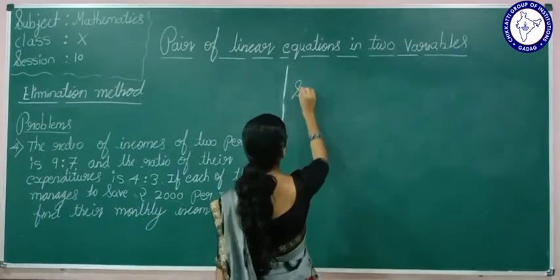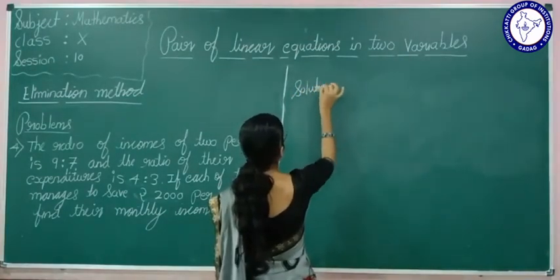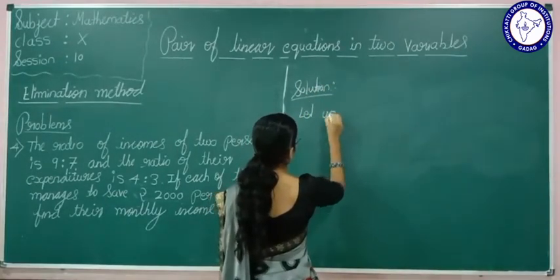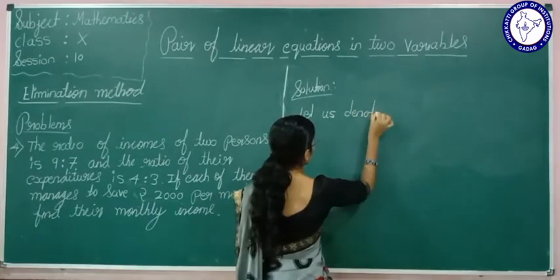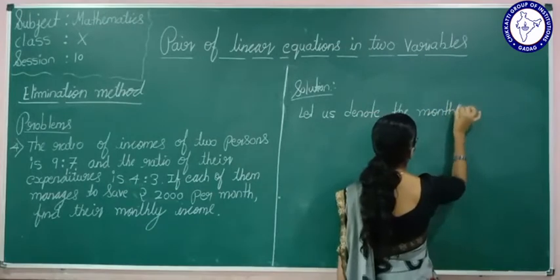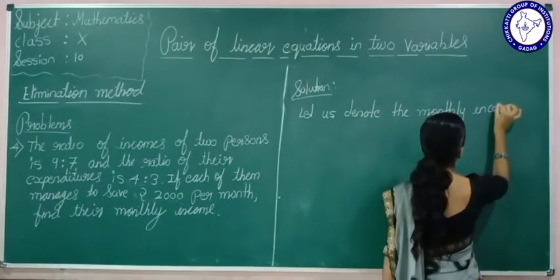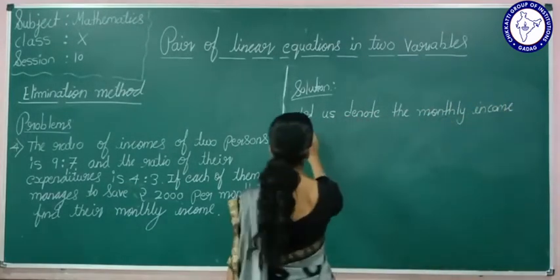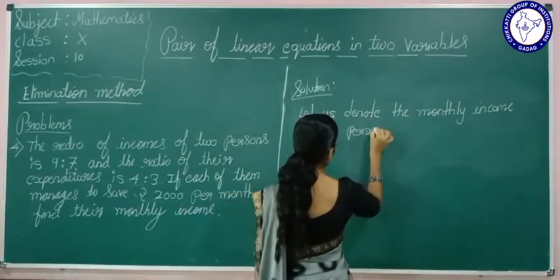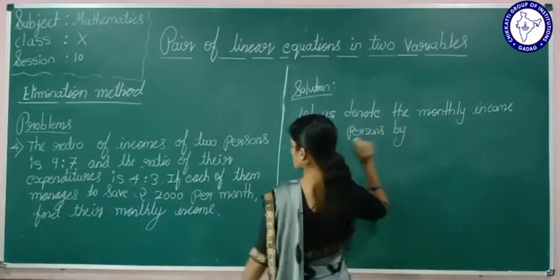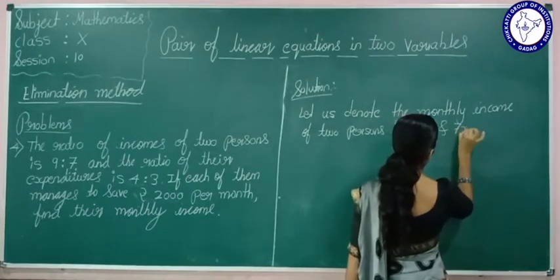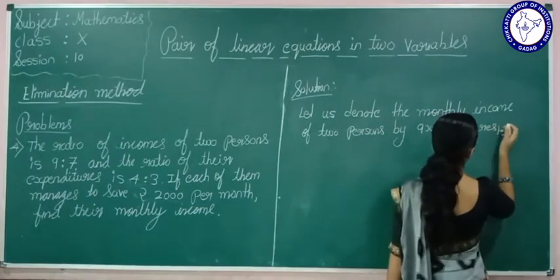So now see the solution. Here two persons are there, right? Let us denote the monthly income of the two persons by, what, students? It will be 9x and 7x respectively.